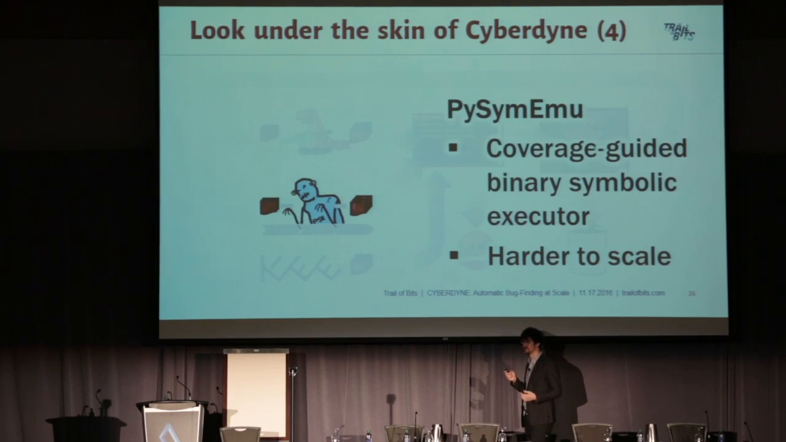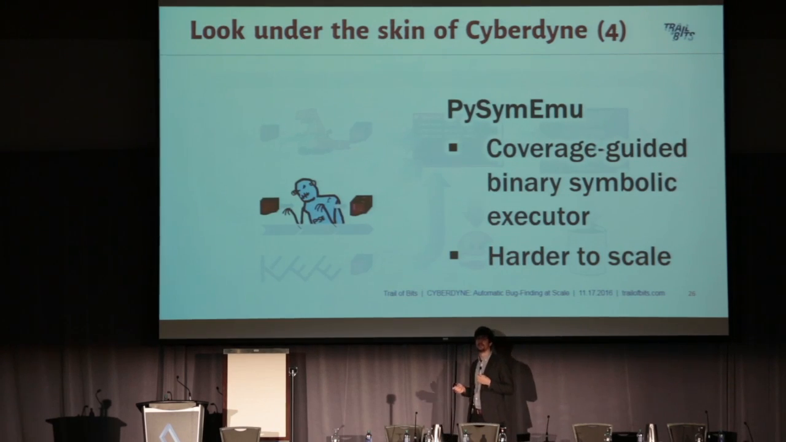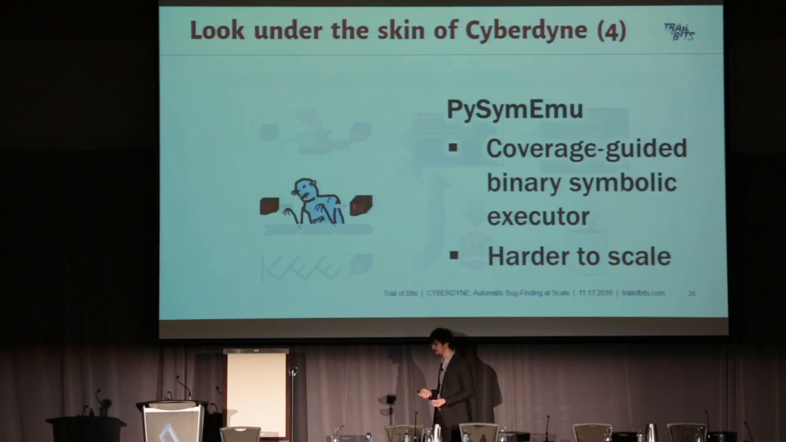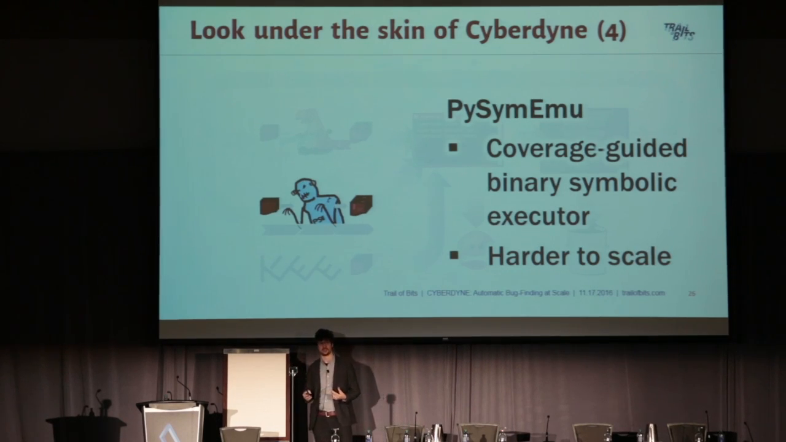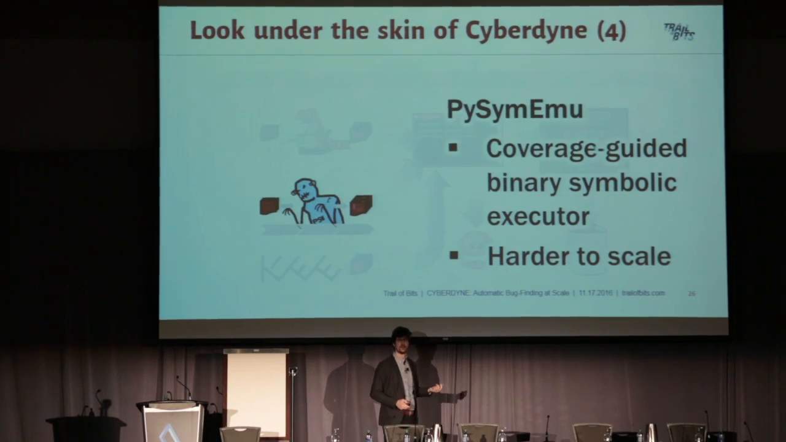The next thing that we have is PAISA memu. It is a binary symbolic executor. It is slightly harder to scale. Most symbolic executors are. I'm going to go into the scalability challenges of symbolic executors later, but it's possible to do this. It's a simple program, written in Python, and we will be releasing a variant of it in the first quarter of 2017.